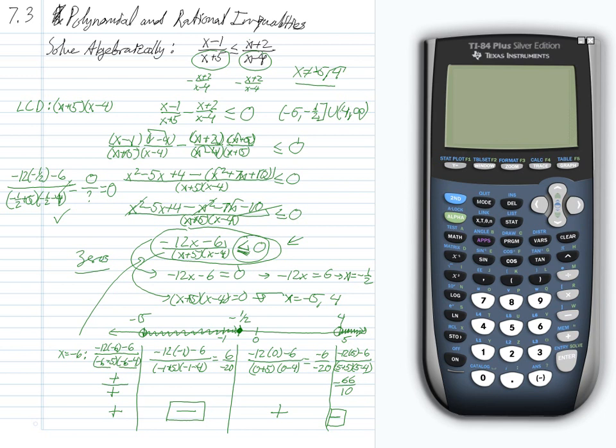So always check your endpoints. You always want to plug those in, or try to plug those in, and see if they satisfy the inequality, or if they break everything, as negative 5 and positive 4 would do in this case.